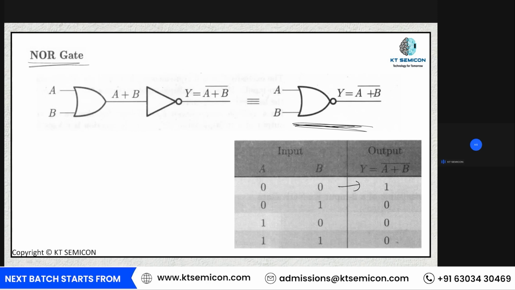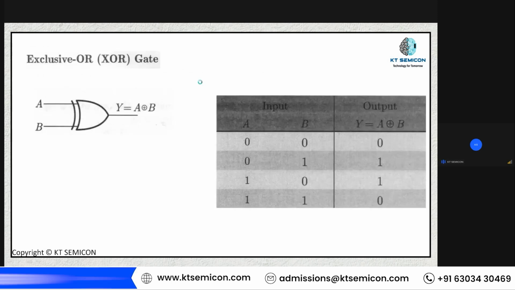But if any one of the inputs is equal to 1, your output is equal to 0. Okay. Now, this is nothing but our NOR gate.